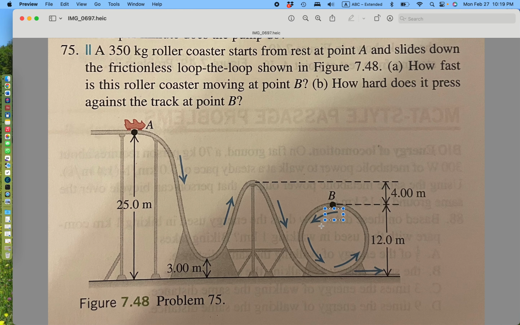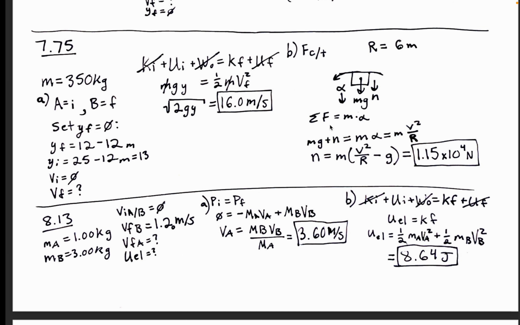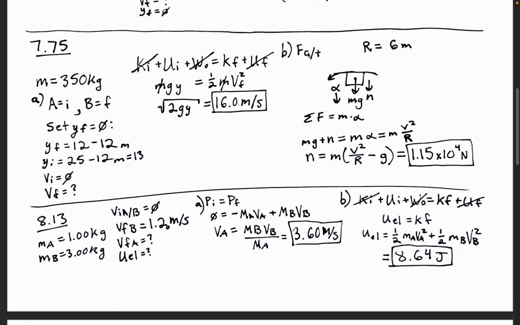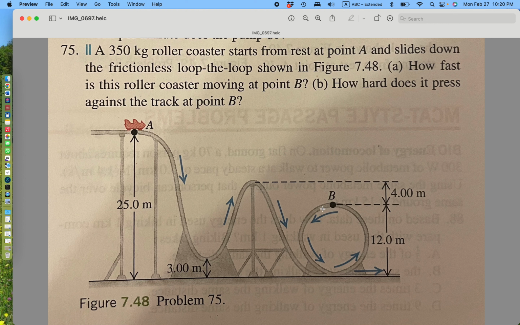And since it is a circle, we have acceleration as centripetal, and of course it's going towards the center of the circle. So then we see, well, first we need the force of the cart against the track here, and the radius of this circle is going to be half of this height, right? So it's going to be 6 meters.